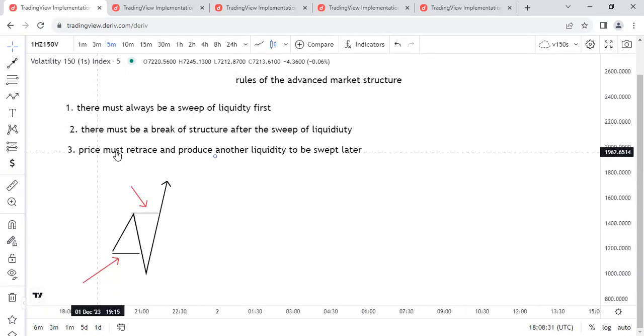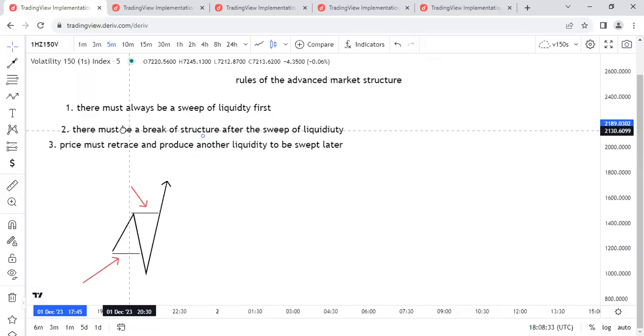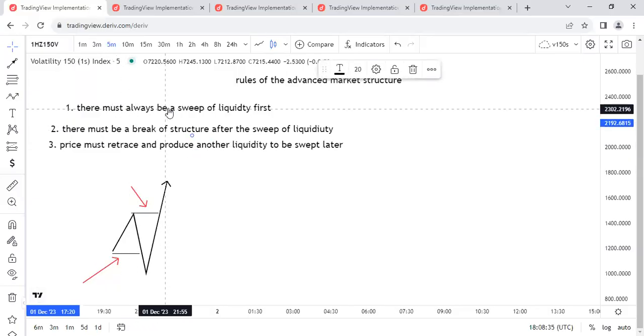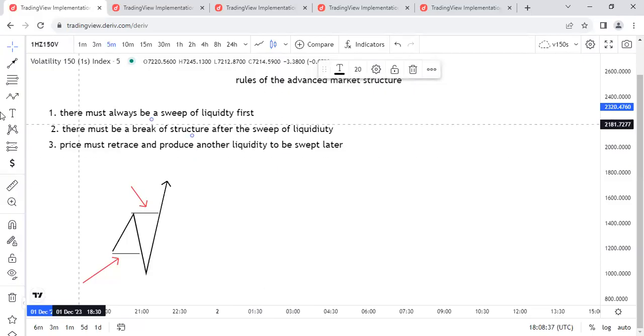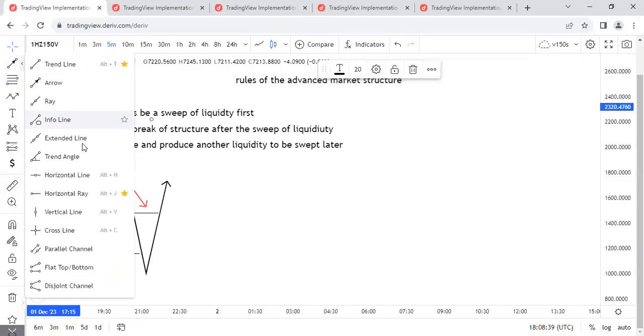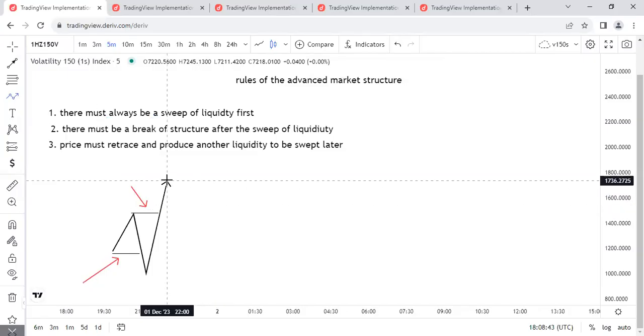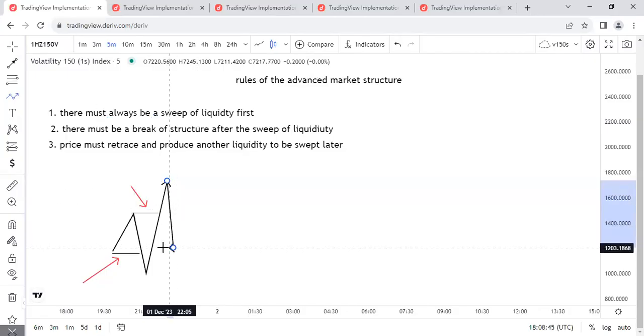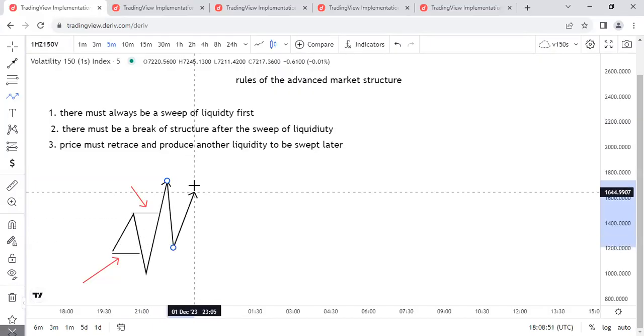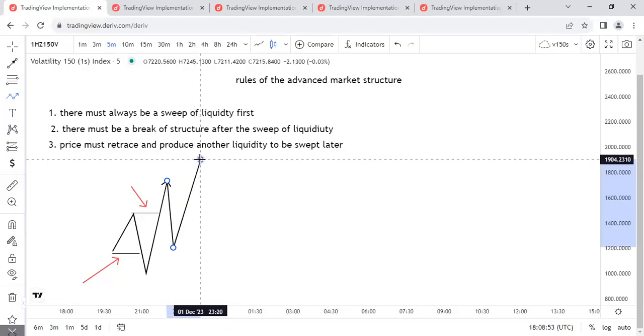So what did I say? Rule number 3 is price must retrace and produce another liquidity to be swept later. Price must retrace to create another liquidity later, right? And then continue to the upside.